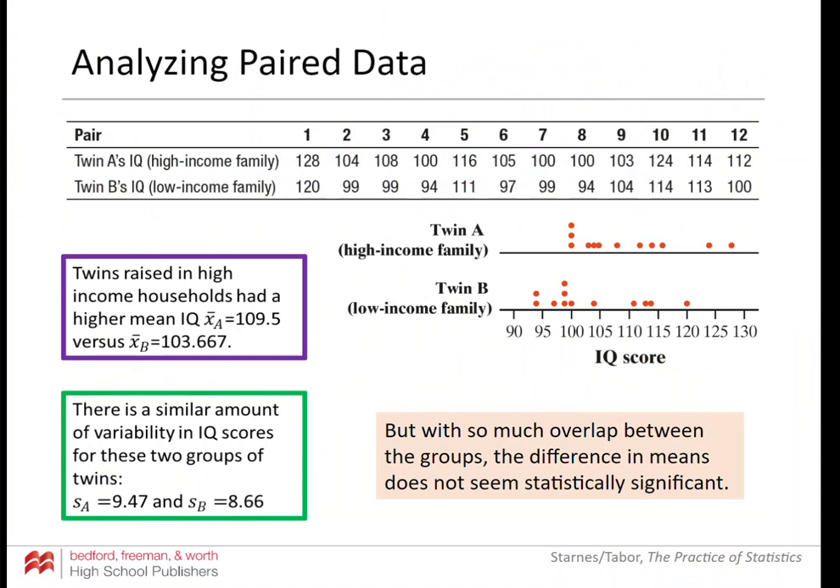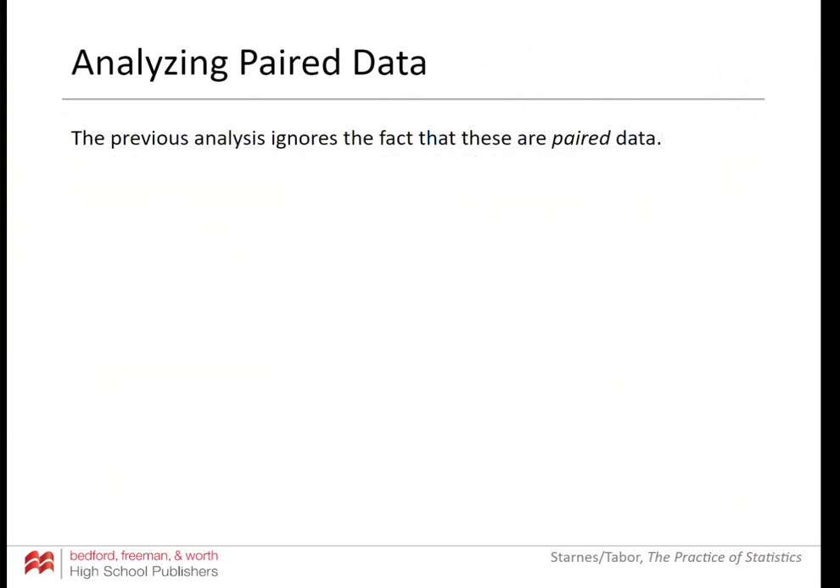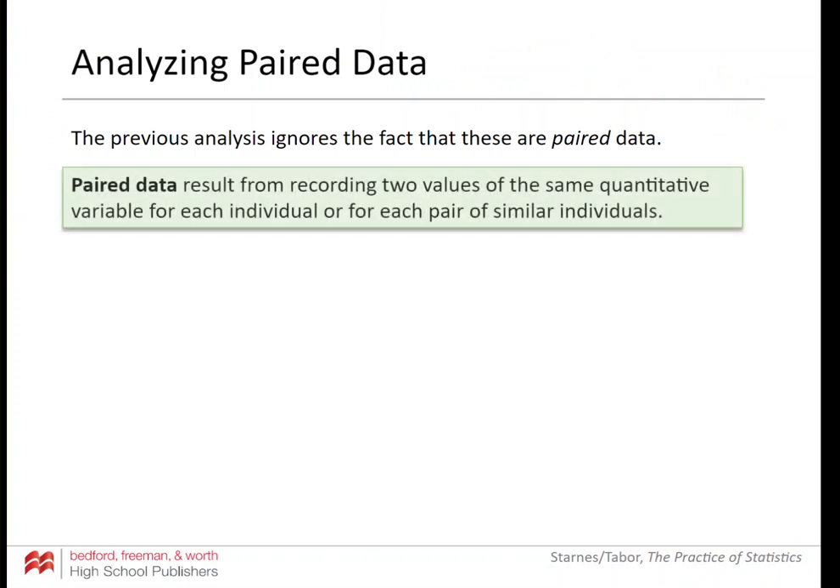So if we ran a standard two-sample t-test, like we learned in the previous video, it would probably not be a statistically significant difference. But that ignores the fact that this is paired data. Paired data result from recording two values of the same quantitative variable for each individual or for each pair of similar individuals.